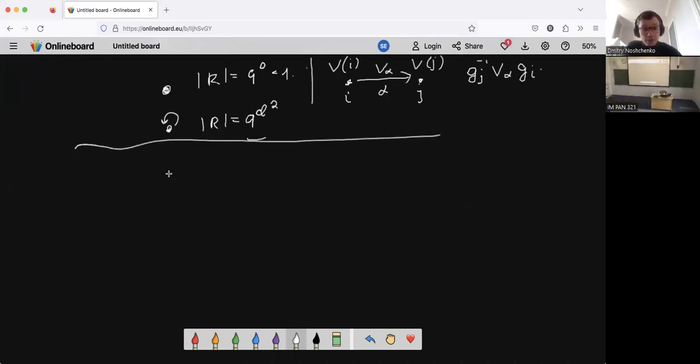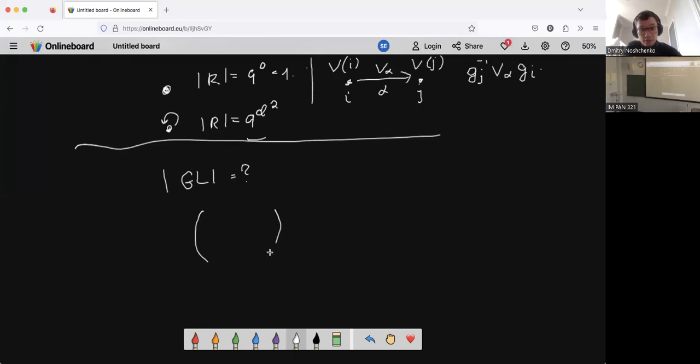Yes, so now the question is, what is the size of GL? And this can be estimated as follows. Basically now what we have to do is count. So let's assume that we have some matrix, an element of this group, and let's take the first column. So now we're going to think about what the requirement is for this first column.